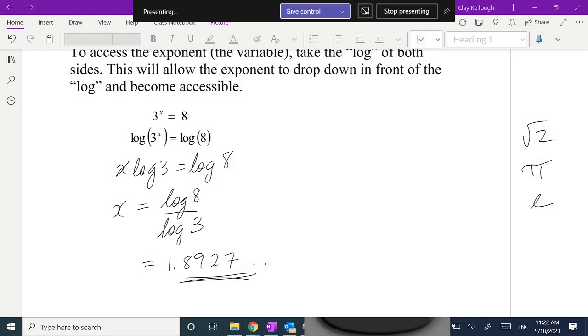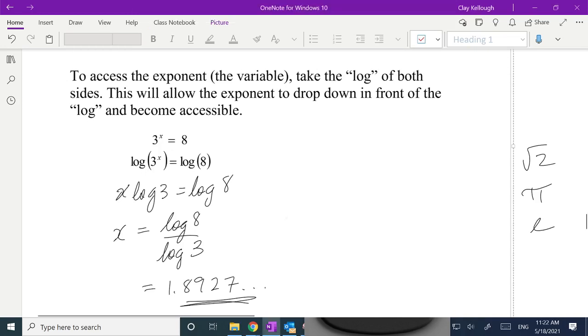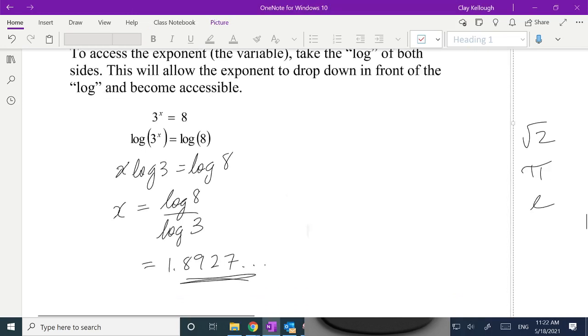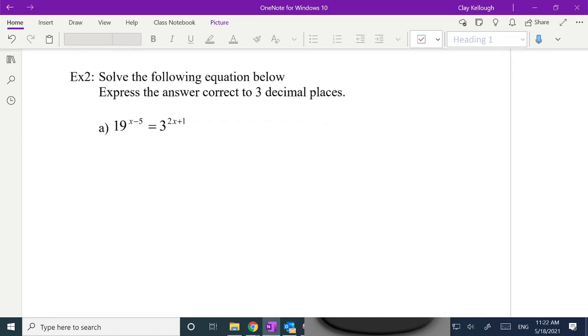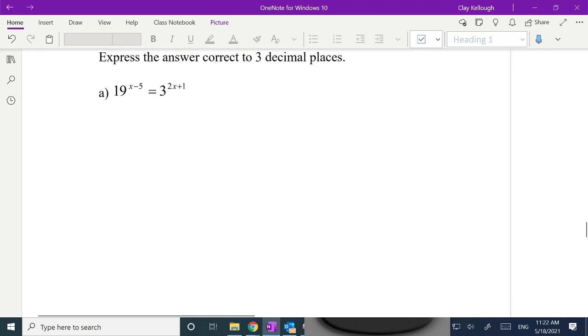All right. Now that we understand how to do this with something simple, let's do something a little more complicated. Solve the following equation for x. There is some number in the universe that when you take that number and minus 5 from it, and that's your exponent on 19, it's the same as if you took that number, doubled it, and added 1, and that's your exponent on 3. So there we go. How do we solve this thing?